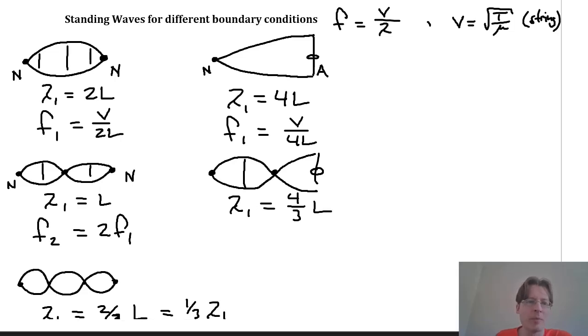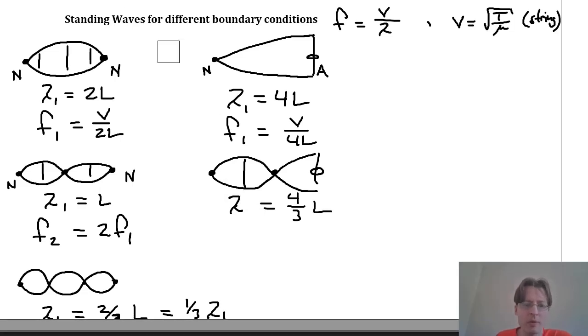And I shouldn't have called it lambda 1. It's not lambda 1. The wavelength in this case is 4/3 L. So what about the frequency? The frequency in this case, notice it's 1/3 of the original wavelength. It means it'll be 3 times the original frequency, F1.